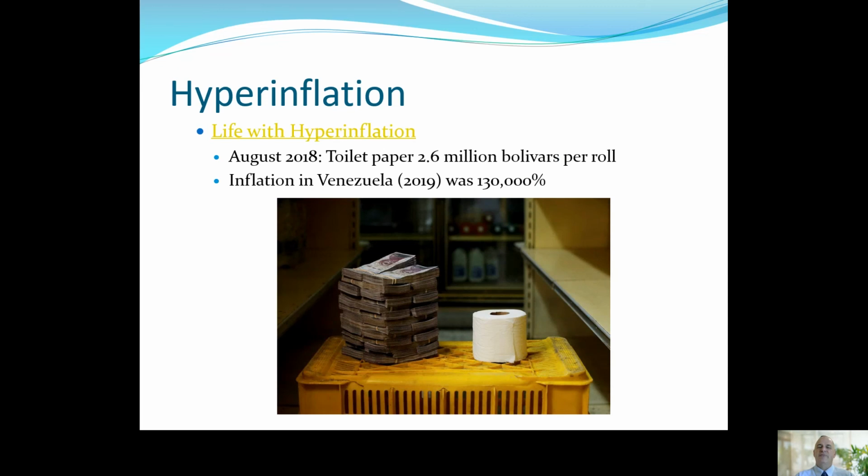Currently, the country of Venezuela is experiencing hyperinflation, and the folder for week number 2 has a video that describes why this is occurring. But essentially, there's another image of what hyperinflation does. You've really lost the purchasing power for your currency.